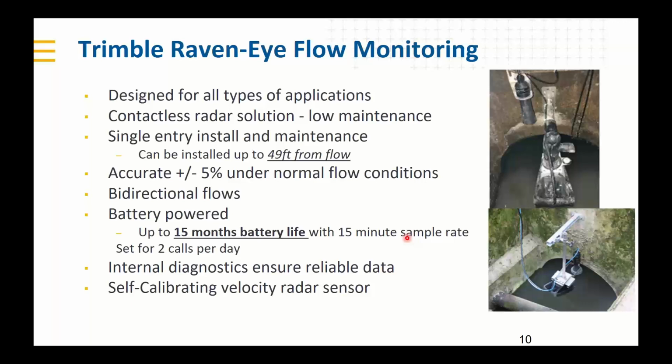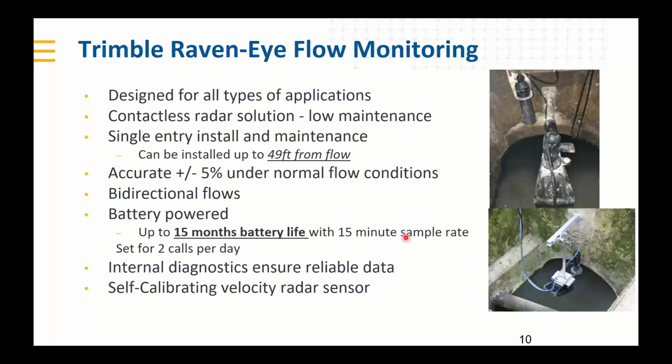It's got an ability to read up to 49 feet away from the flow itself. So you can get very flexible and very creative with how you install it. As long as you have direct open access to the flow itself, we'll be able to get a velocity reading and a level reading. We have a plus or minus 5% accuracy, which is an industry standard for open channel flow monitoring. It can measure bidirectional flows. So if you have any sort of backup in your system, it helps to give you some visual as to how your system's performing under any certain conditions.